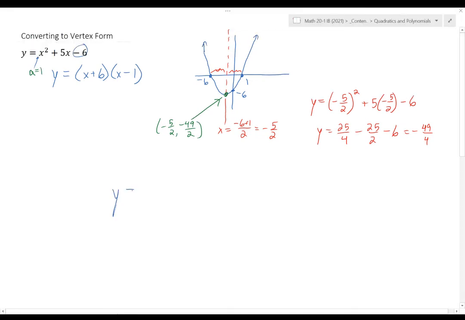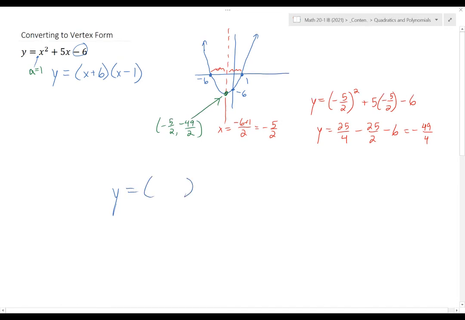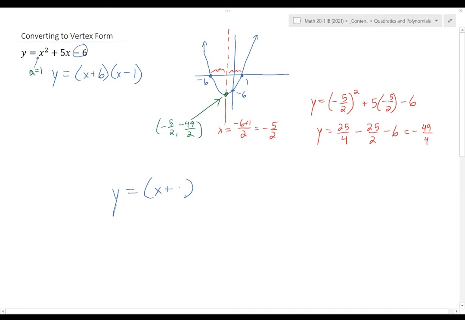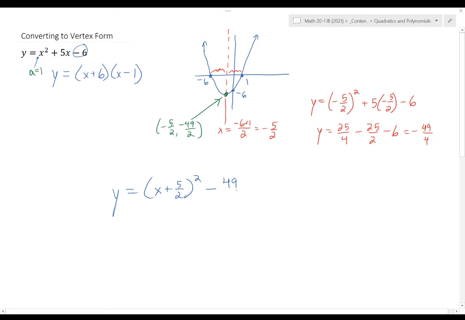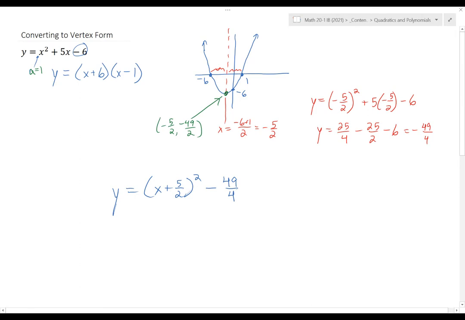The vertex form is y equals a, which is just 1, so I don't have to deal with it, times (x + 5/2) squared, and then minus 49 over 4. So if I can find the factors, I can find the x-intercepts. If I can find the x-intercepts, I can find the average, which is where the axis of symmetry is, and then I can find the vertex to write this in vertex form. Now I am going to come back in a couple of minutes and redo this same equation, converting it using a technique called completing the square. But first I'm going to show you a couple more examples using this concept of symmetry.